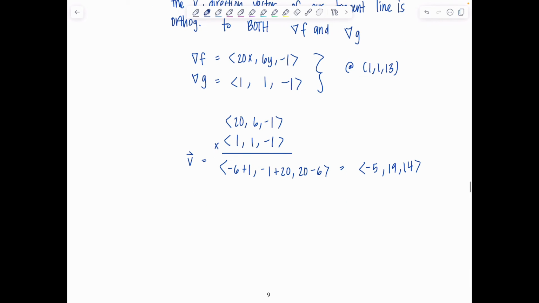Now I can write the parametric equations. X equals negative 5t plus x naught, 1. Y equals 19t plus y naught, which is 1. And then z equals 14t plus z naught, which is 13. Good? Pretty much everyone got it right. It's just understanding how to start the problem that's the trickiest, but the actual computation's not bad.